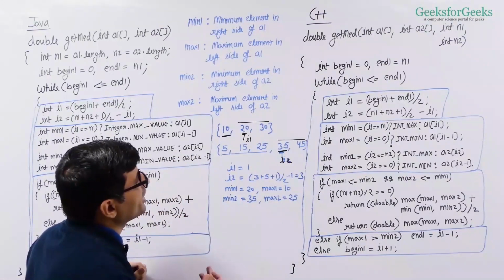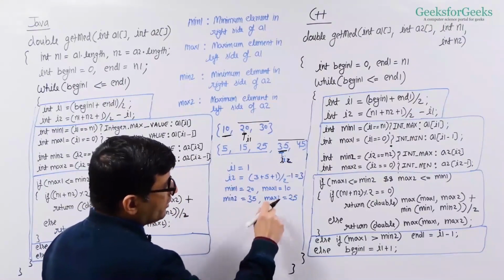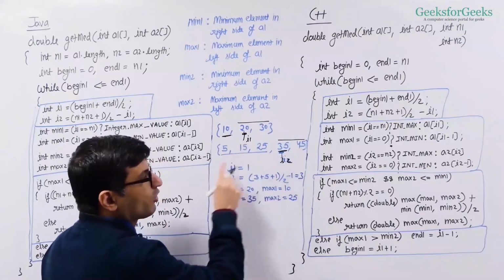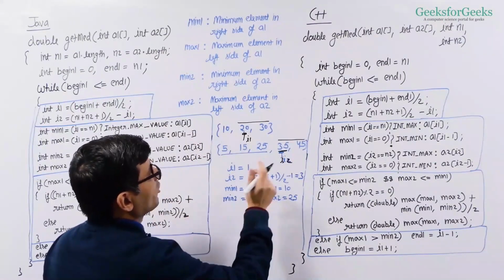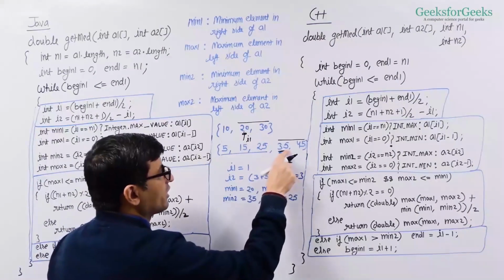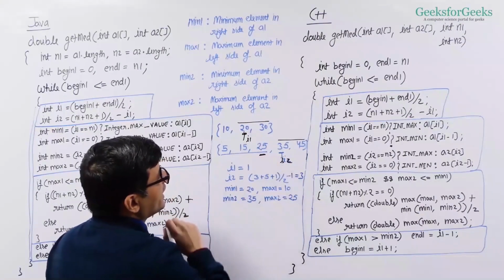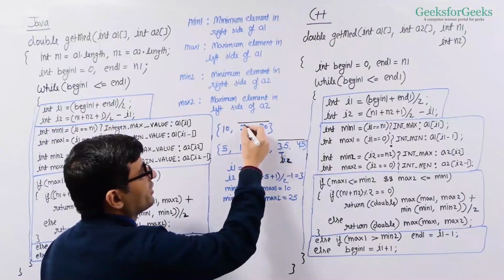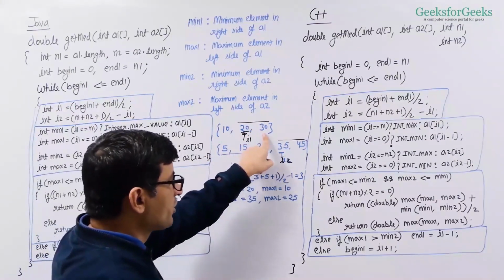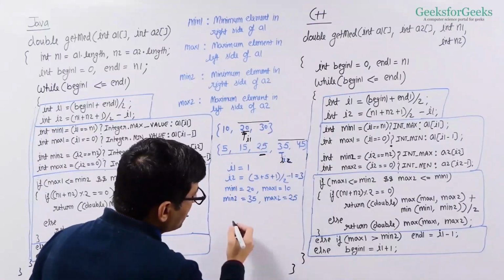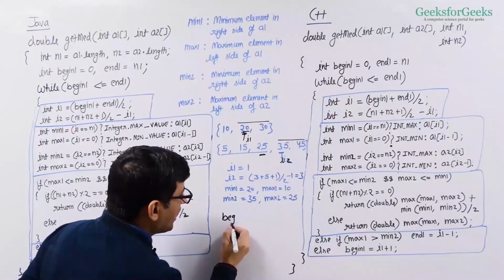And see, what is the condition here? It's not these 2 variables which are not following the rule. They were following the rule here. These 2 variables were not following the rule, 25 and 20, right? 25 is actually greater than 20, right? So that's why we go to the right half of this array. So when we go to the right half, we change our begin as I1 plus 1.